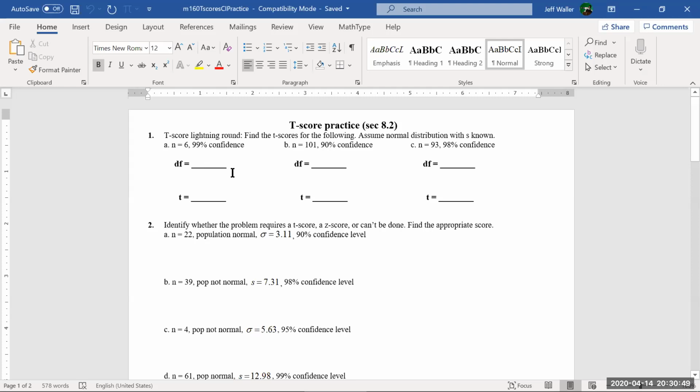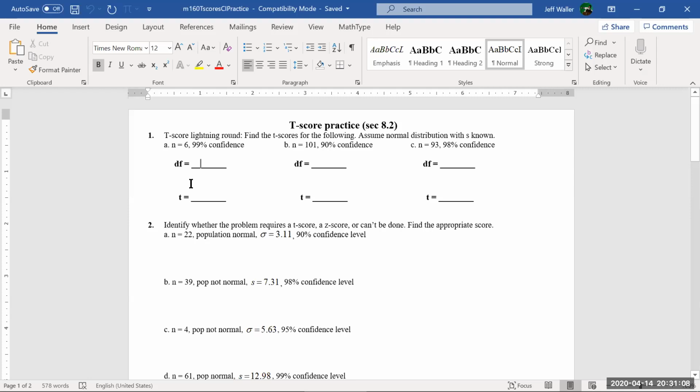Anyway, this is the T-score practice. Obviously at the top it says that I put it up there on Canvas, and we said I'd have the answer key for it. Let me double check my audio. Okay, everything should be good.